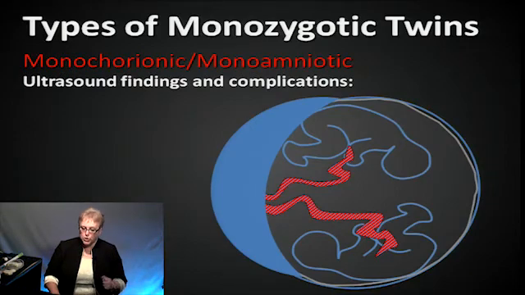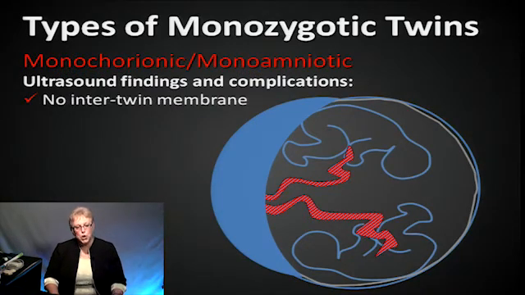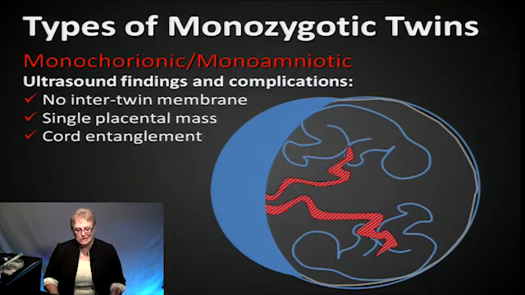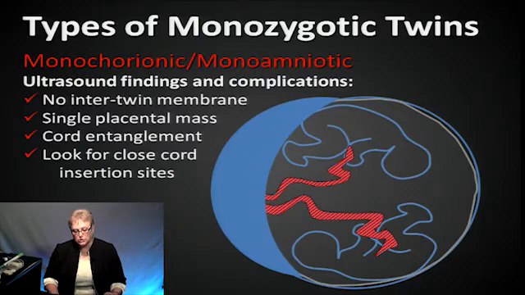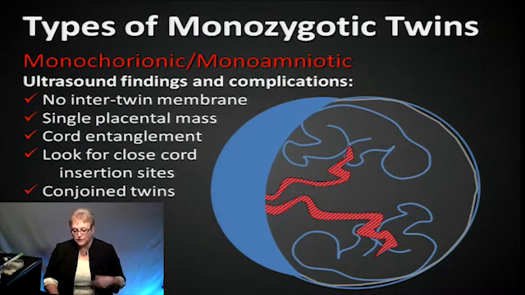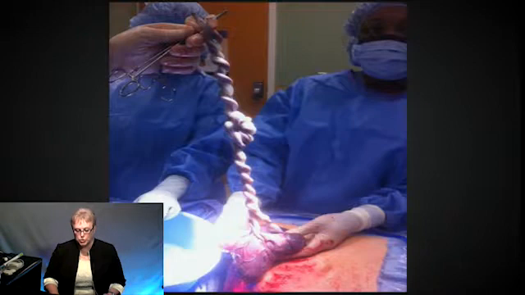All right, monochorionic, monoamniotic. Ultrasound findings of complication: there's no intertwined membrane. It's a single placental mass. They're at a high risk for cord entanglement, so look for cord insertions that are very close to each other. And if they divide really, really late, then you can have conjoined twins.